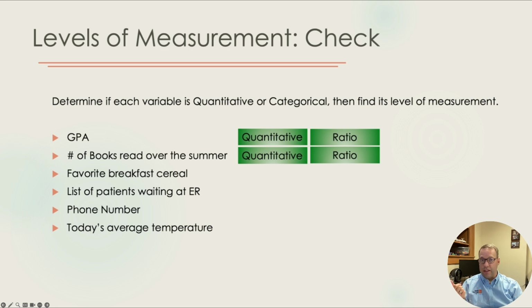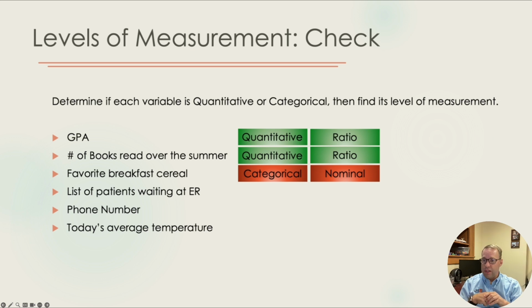Favorite breakfast cereal. It's not numerical. It groups you. People who like Life cereal over here. People who like Raisin Bran over here. People who like Chex over here. I'm just naming a few. They're grouping. They're categorizing, so it's categorical. What level of measurement? Can you order the different types of cereal? No, there really isn't an order. So this would be a nominal level of measurement.